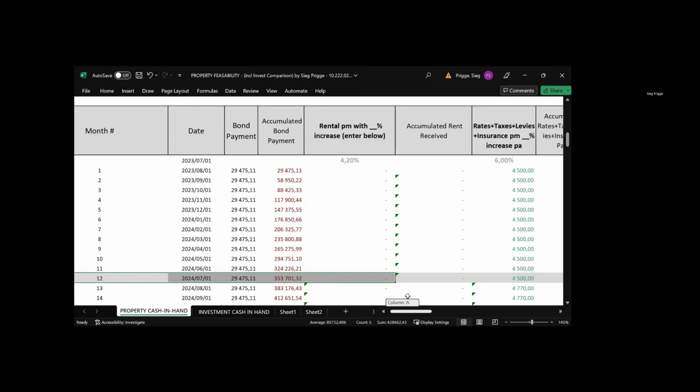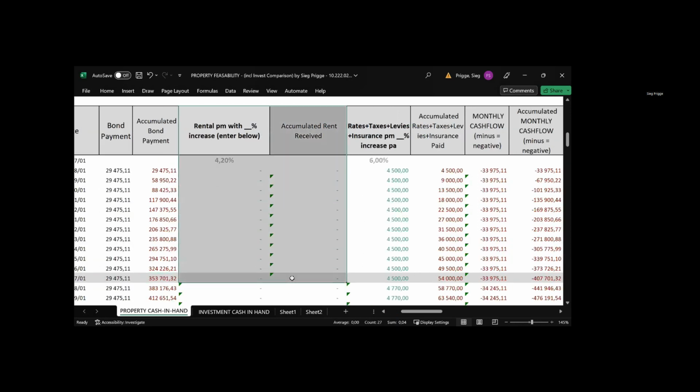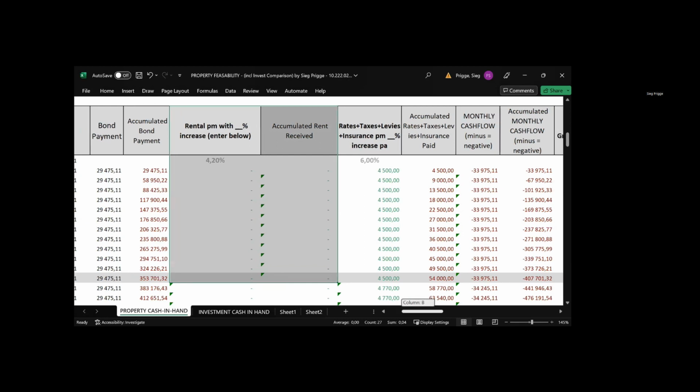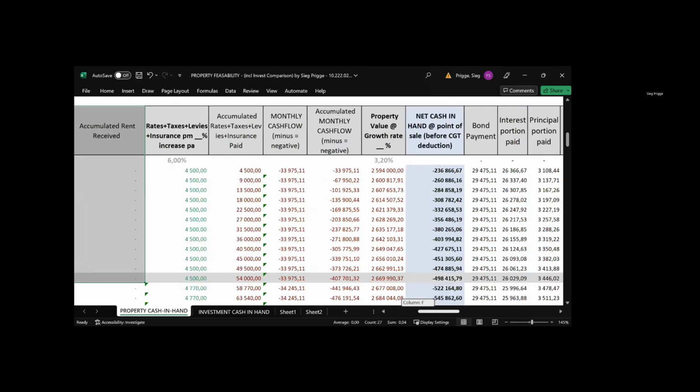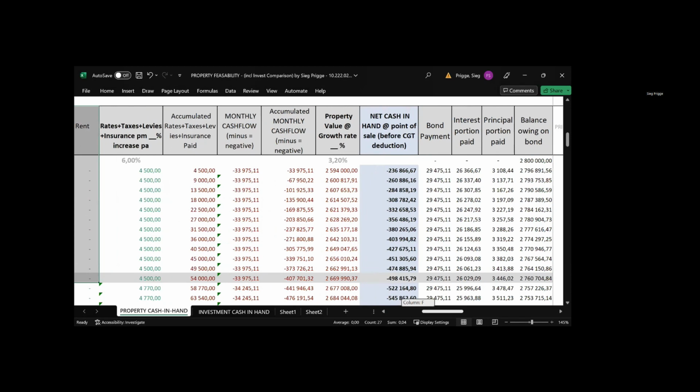So month one, you pay 29,000 bond, and after 12 months here, you can see it accumulates to 353,000 in bond payments. We're not going to deal with these two columns. These are rental income and accumulated rental income. We're not getting a rental income on this property. Then there's rates, taxes, and levies, 4,500, which we've discussed. And on the right-hand side, you can see it accumulates. After 2 months, it's 9,000. After a year, it's 54,000.